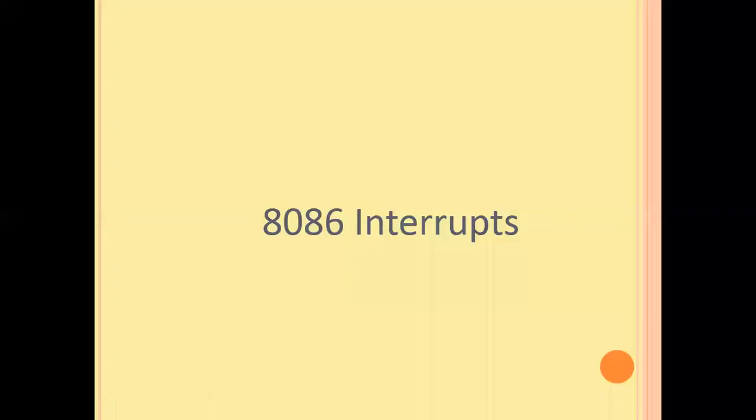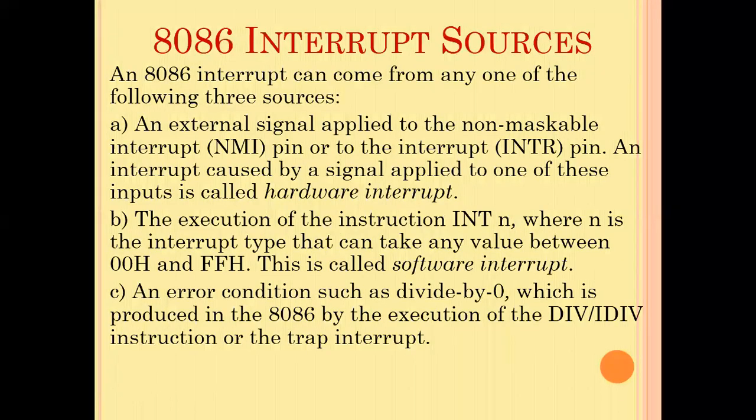Hello friends. Now we discuss 8086 interrupts. I think you know what you mean by interrupt. It is a desired or undesired obstacle to the CPU or to the main program for its need. Either it may be a desired interrupt or it may be an undesired one.